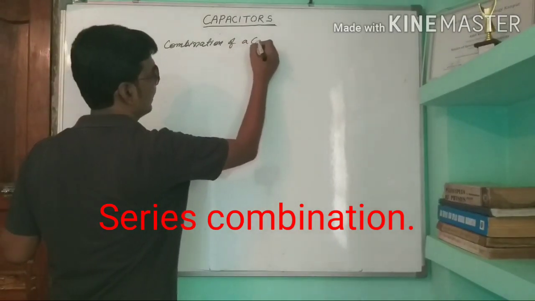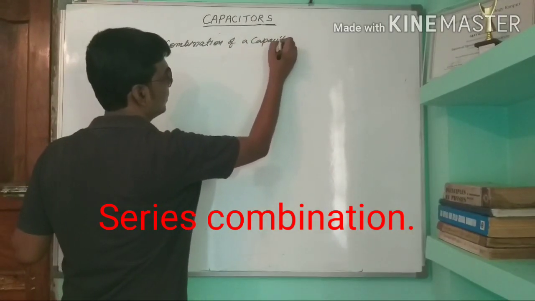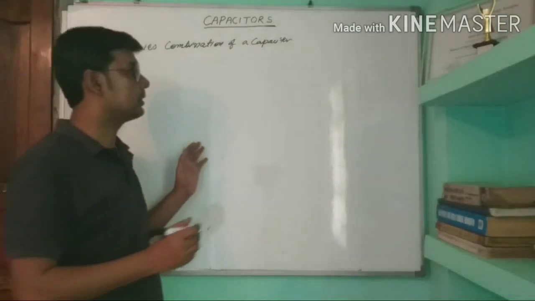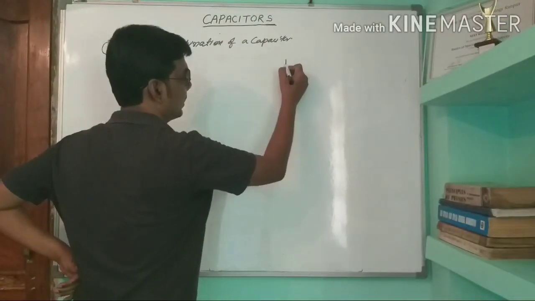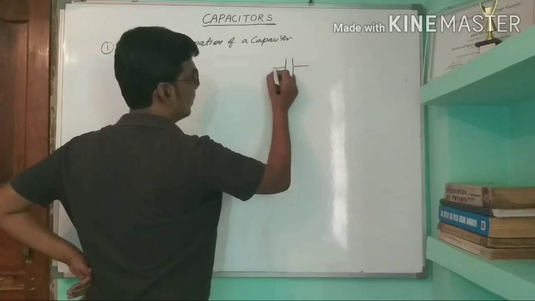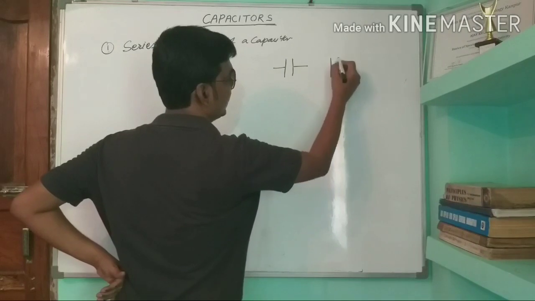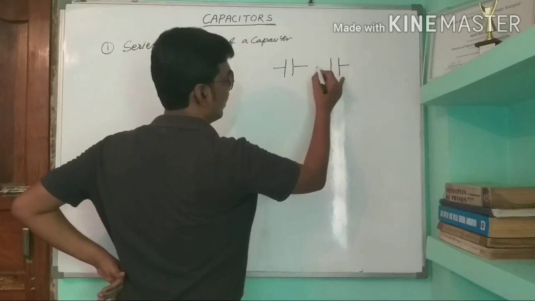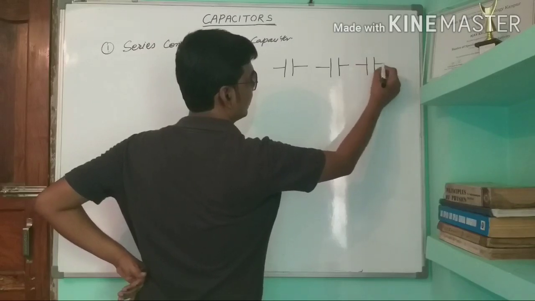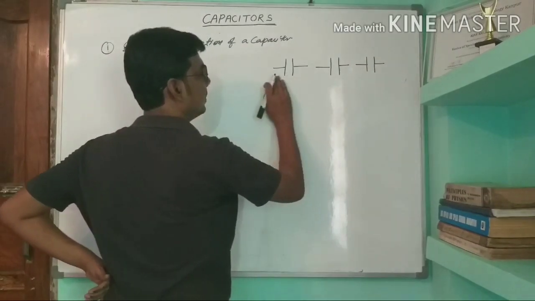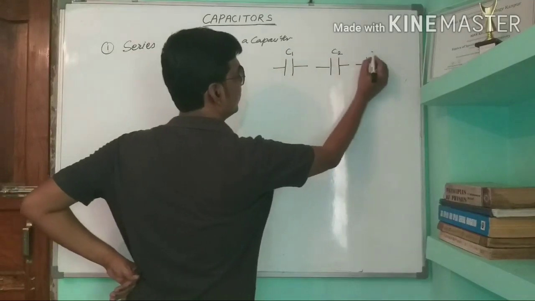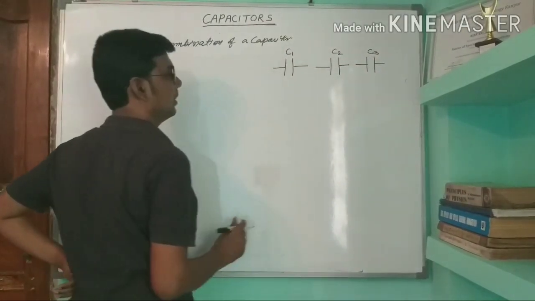Of a capacitor. Let us consider a few capacitors: one capacitor, another capacitor, and let us consider three capacitors. Okay, so these are the three capacitors. Capacitance is C1, C2 and C3.